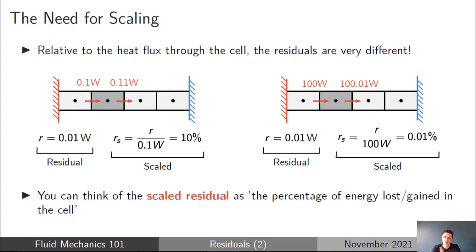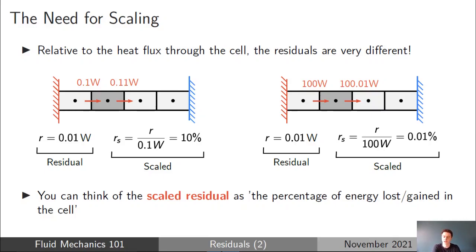Now, the trick and what you'll notice is that actually, if you compare the energy imbalance in that cell, or the residual, relative to the flux of energy through that cell, what you find is that the residuals are actually very different. So if you take the case on the left, we've got a residual of 0.01 watts, but then if you divide that by the flux of energy through the cell, which is 0.1 watts, you find that as a percentage, the energy imbalance is 10%. So of all the energy that's passing through the cell, 10% is being lost because we're not yet converged. We've got a relative or percentage energy imbalance of 10% in that particular cell.